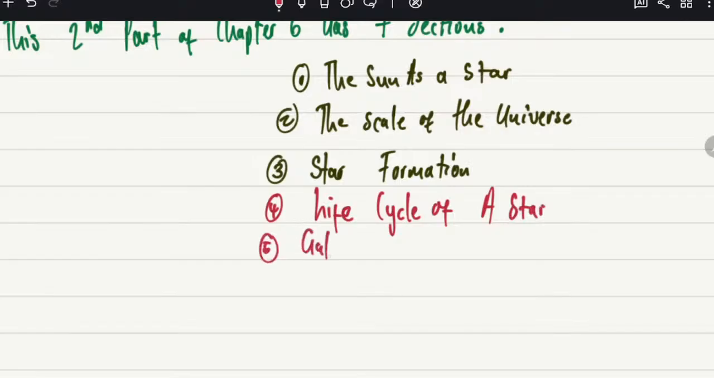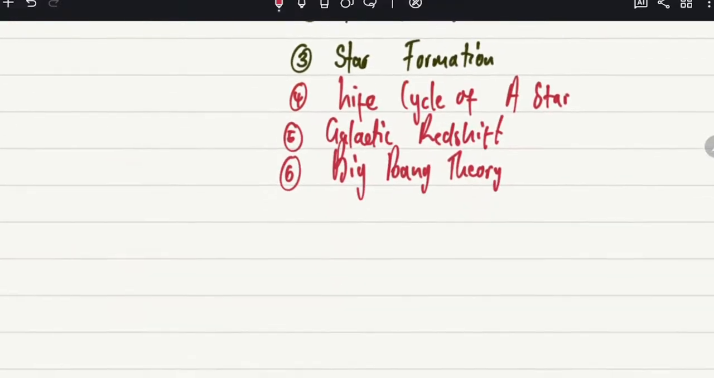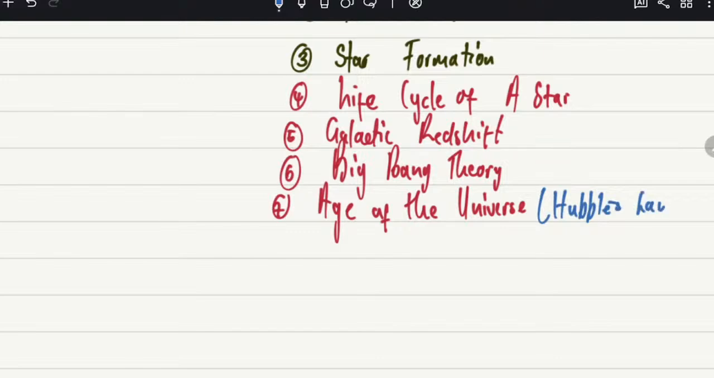Then we talk about the galactic redshift, which they ask about a lot. Then we talk about the Big Bang Theory. Then the 7th thing is more of a formula, and I'm not really doing formulas. I skipped them in the other part. I will help you with formulas at the end. So here we are focusing more on theory. So age of the universe: I know that Hubble's law is a formula, but we are not going to work on the formula. We'll talk more about the theoretical part of it.